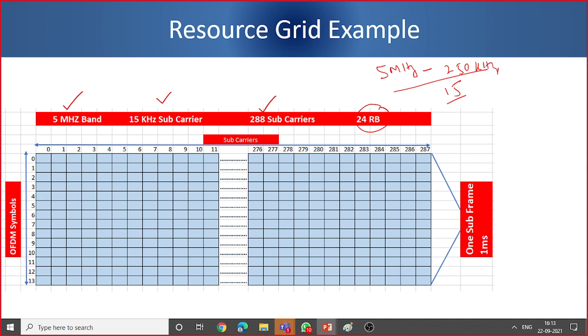So if you draw this, how can you draw your resource grid? If you see, I have drawn on this axis one subframe, 1 millisecond. Just see.